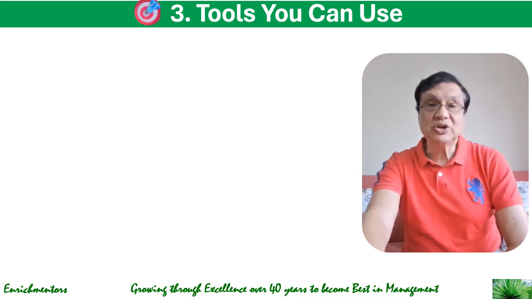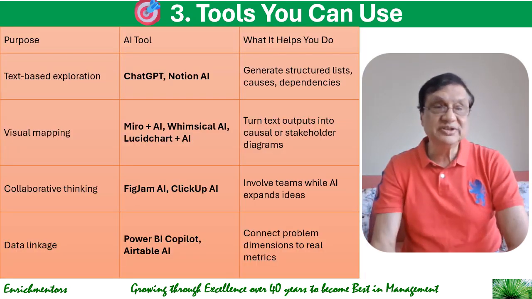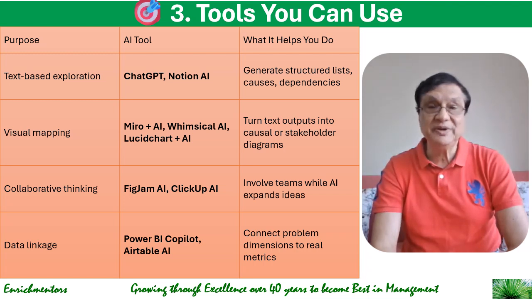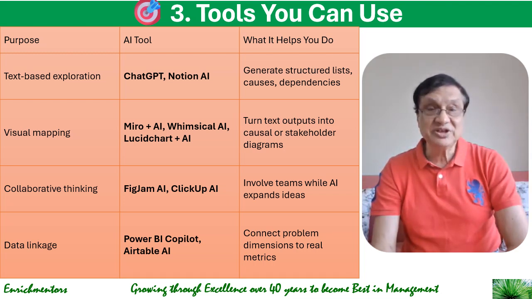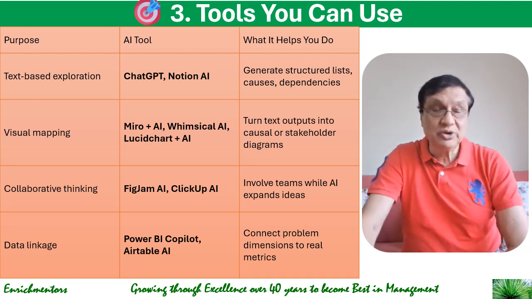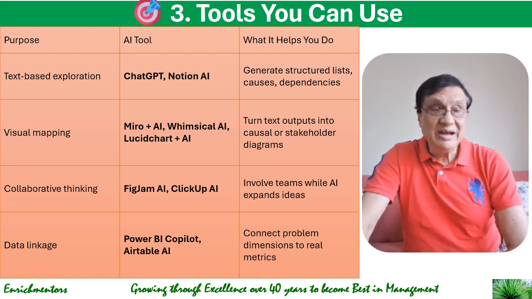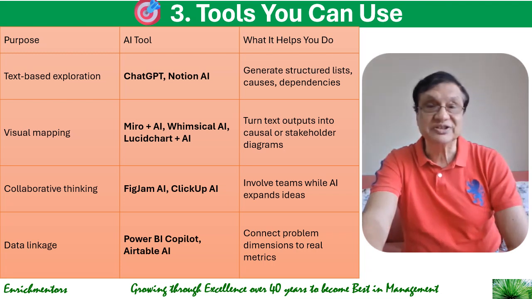Then let's take a look at the tools you can use. There are a variety of tools. There are text-based exploration tools like ChatGPT and Notion AI, which can help you generate structured lists of causes and dependencies. Then there are visual mapping tools like Miro plus AI, Whimsical AI, Lucidchart that can turn text output into causal or stakeholder diagrams. Then there are collaborative thinking tools like FigJam AI and ClickUp AI that you can use to involve teams while AI expands the idea. And then there are data linkage tools like Power BI Copilot, Airtable AI, etc., that can connect problem dimensions to real metrics.